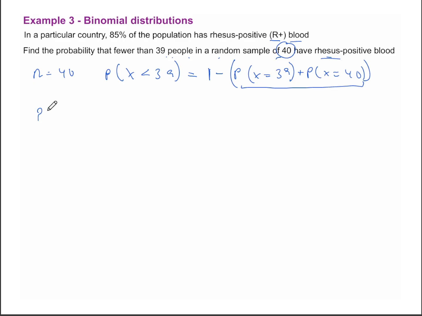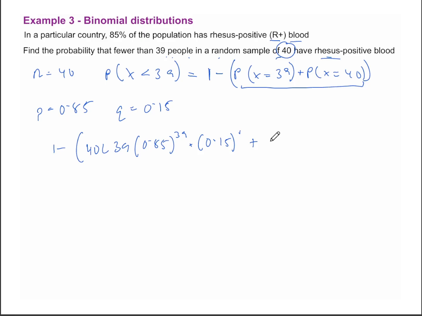Then the probability of success, which is if you have R positive blood, is 0.85, and the probability of failure is 0.15. So what you want here is 1 minus 40c39 times 0.85 power 39 times 0.15 power 1 added with 40 combination 40, 0.85 power 40 times 0.15 power 0.